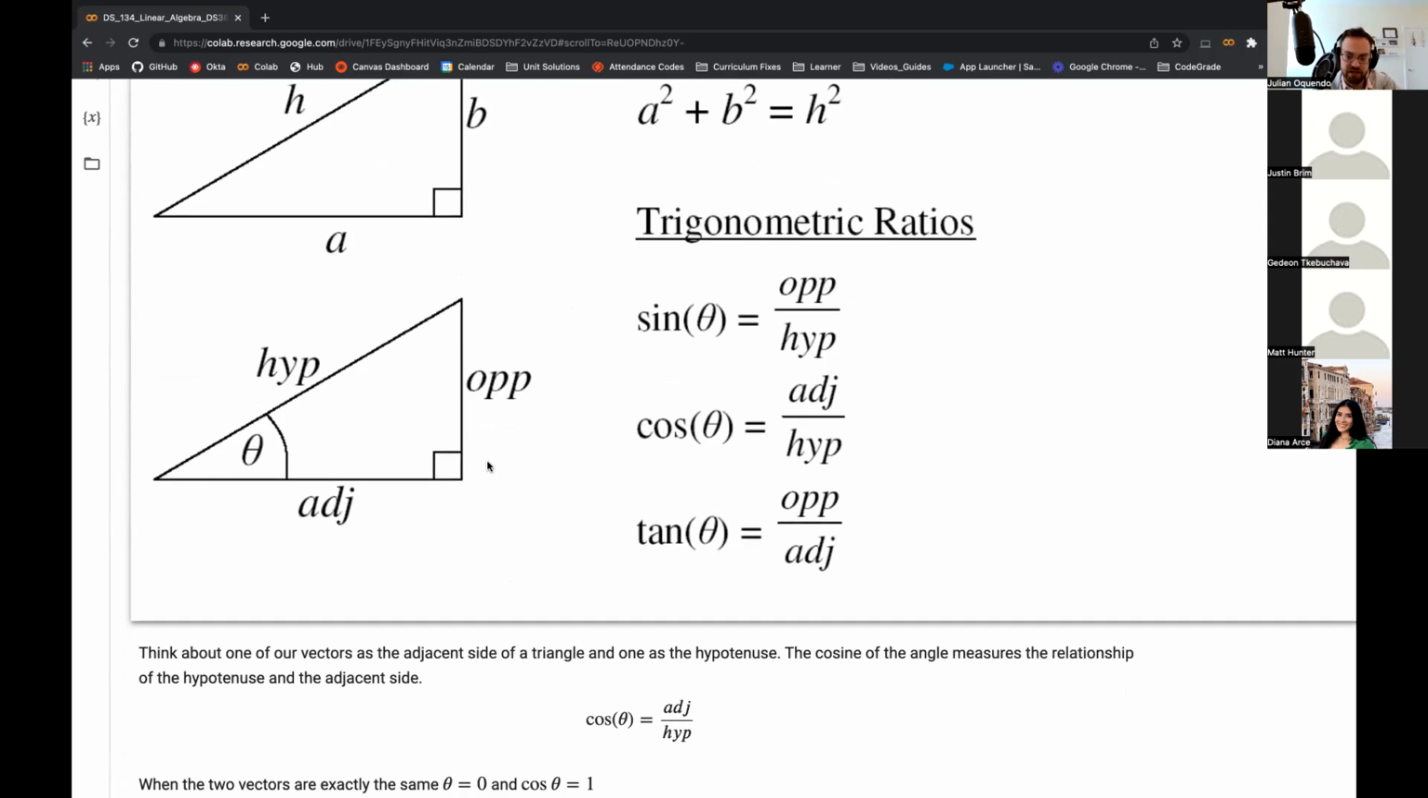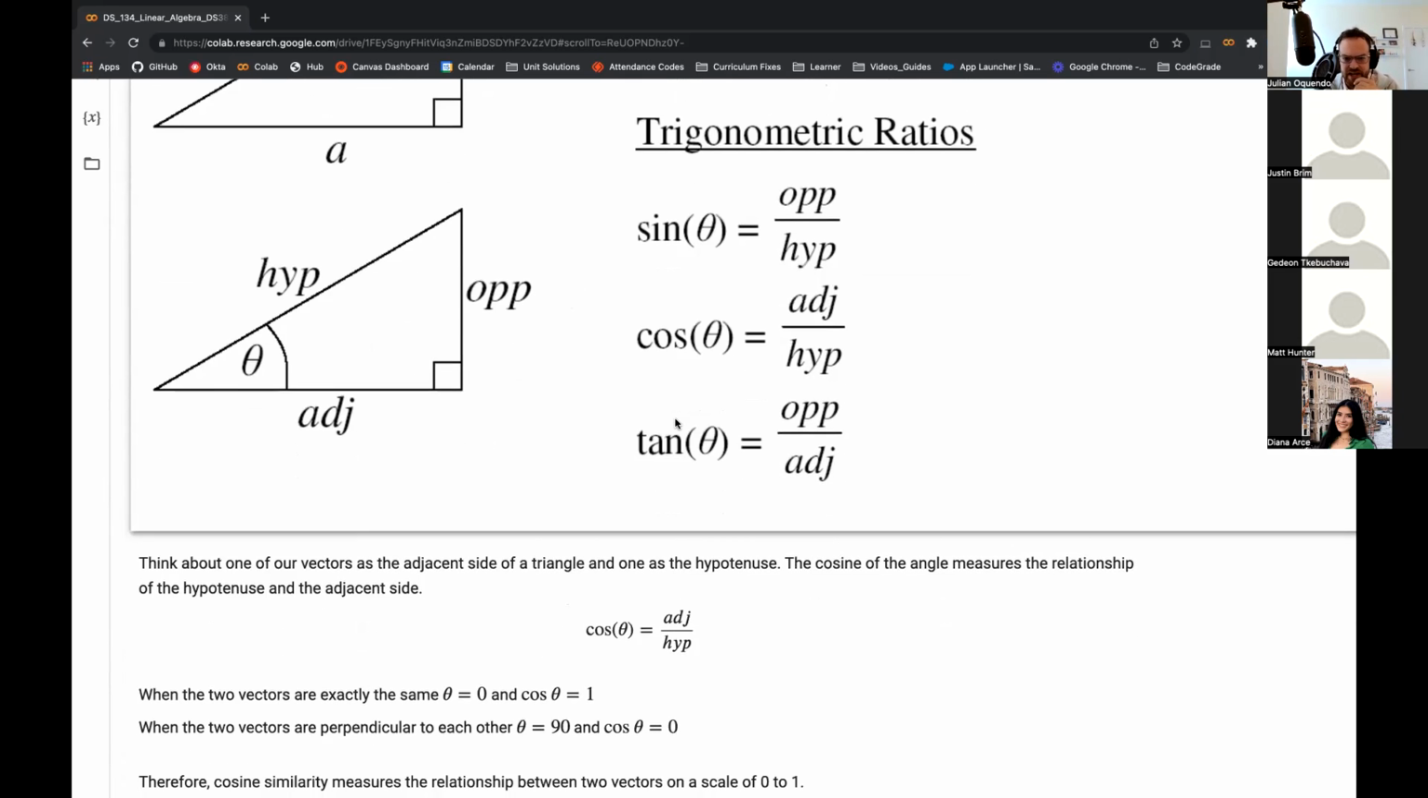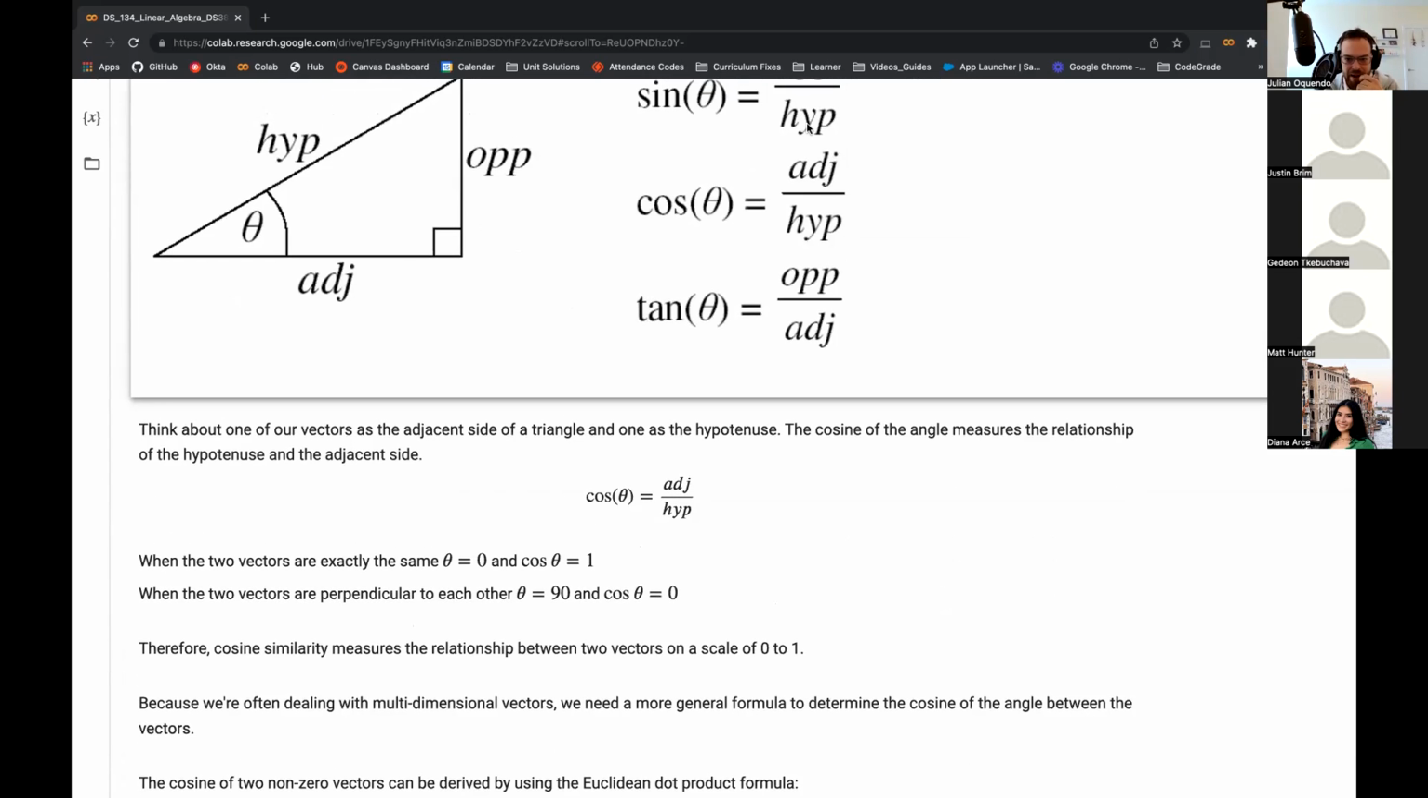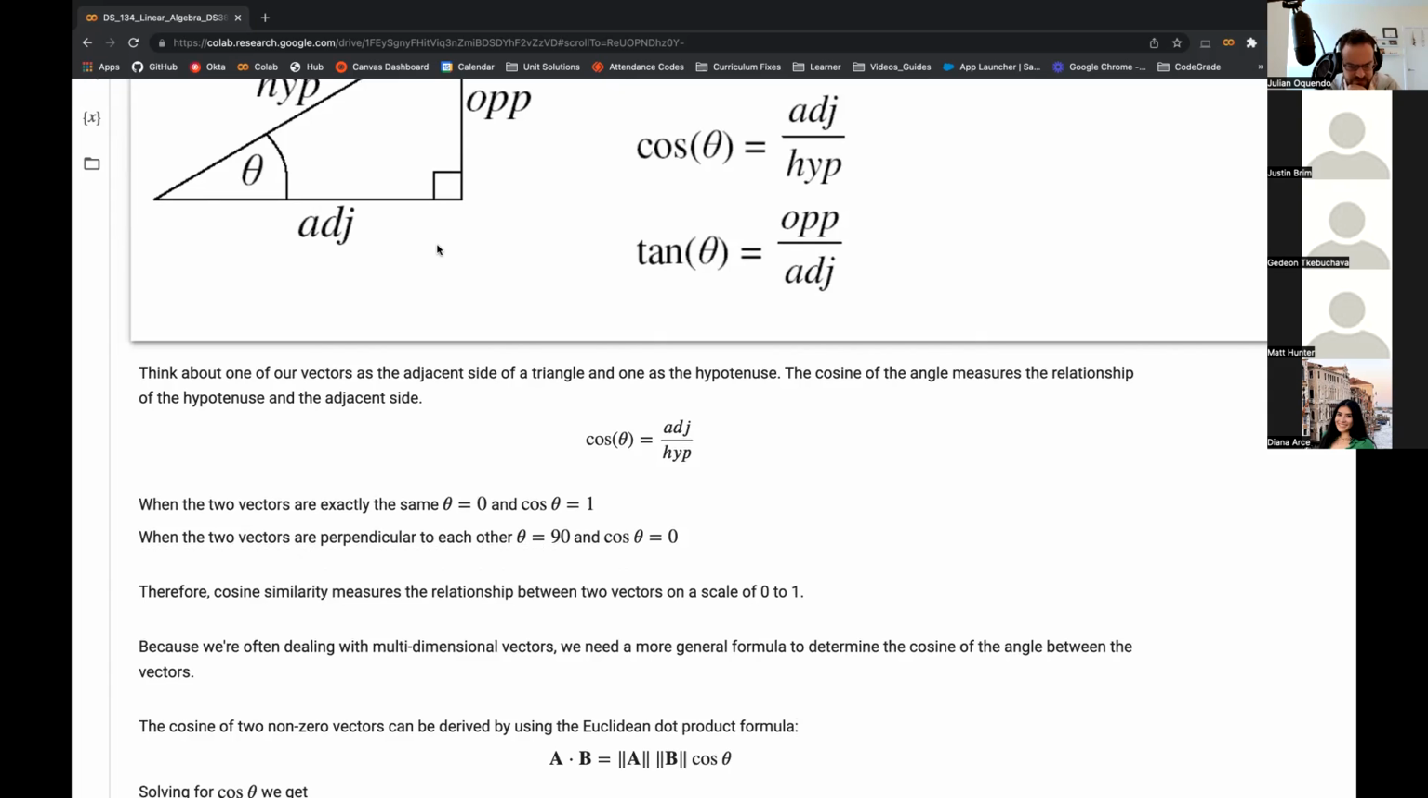And with basic trigonometry, you can measure the degree of each one of those angles by measuring the cosine, the tangent, by the length of the adjacent or the hypotenuse of different triangles. So if we think about our vectors as that adjacent side of a triangle, or one as the hypotenuse, we can actually measure the cosine of the angle, measuring the relationship of the hypotenuse and the adjacent side. In other words, we can use the cosine of an angle to determine the relationship between two different vectors.